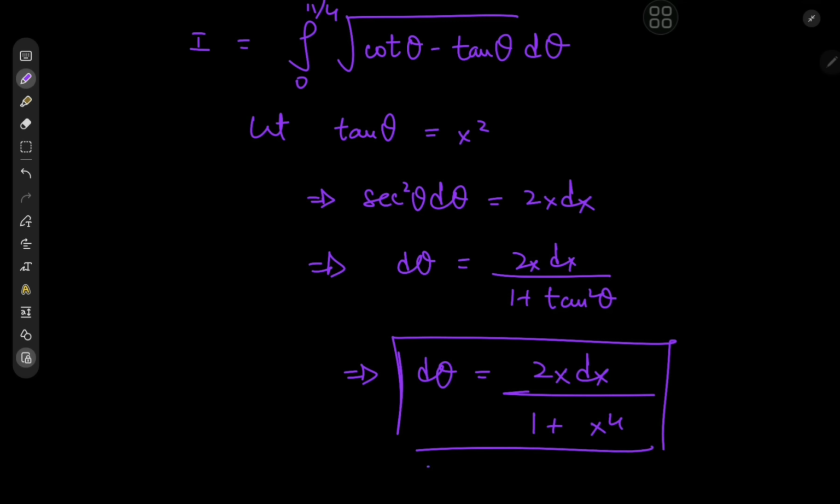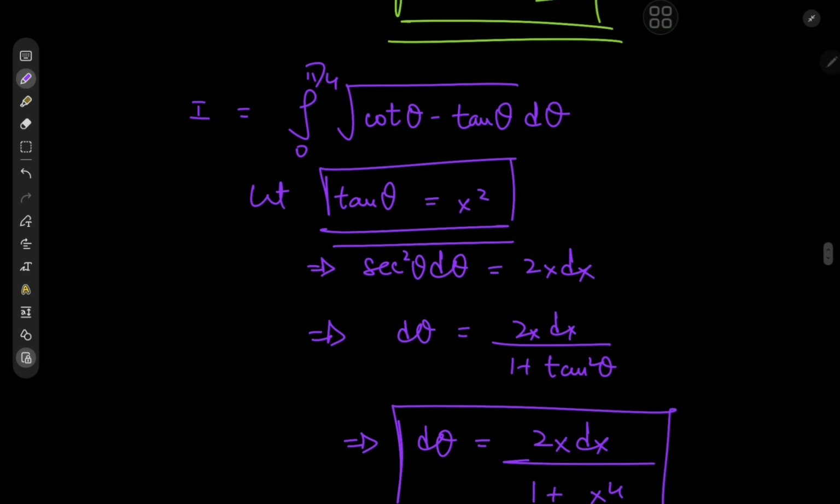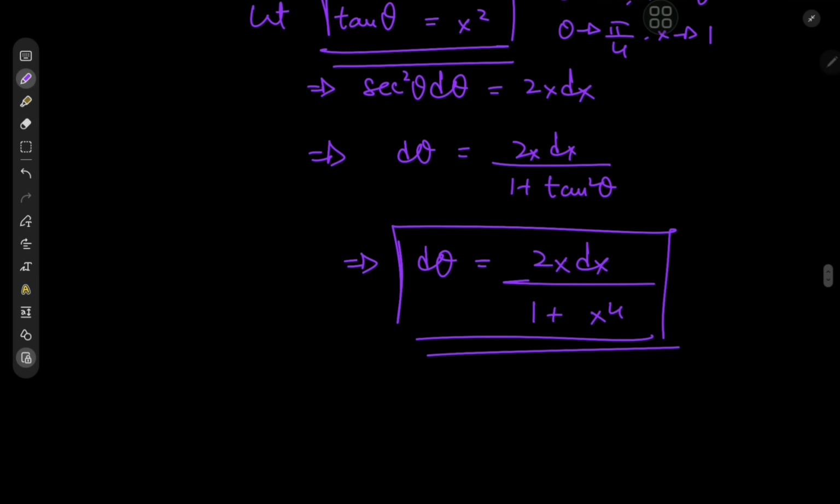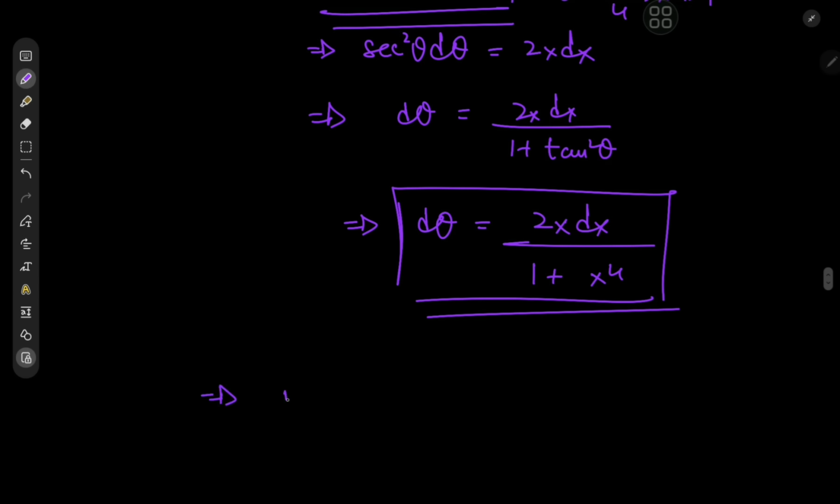Okay, cool. So that's the differential element. This is how the variables are related. Now, what about the limits? Well, as theta approaches 0, x will approach 0 as well. And as theta approaches pi by 4, tangent theta approaches 1, so that means x approaches 1. Okay, cool. So that means the target integral I is now an integral from 0 to 1.